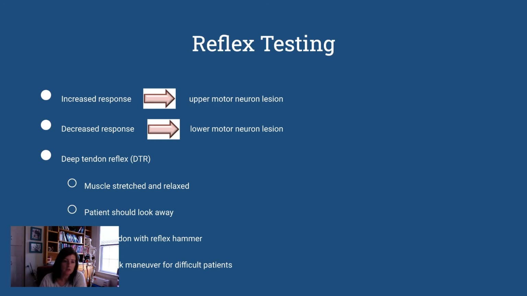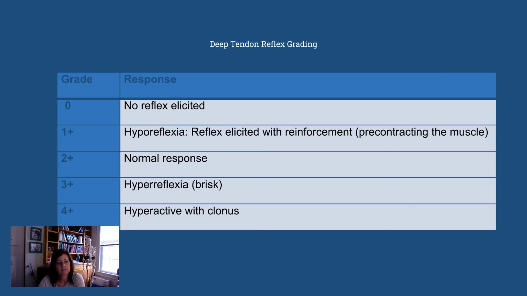And in that case, you could use the Jendrassik maneuver for patients. This is the one where they pull their hands apart from each other, and that's going to help you with the lower extremity. On the lower extremities, I usually have them push their feet together, and that will help you get it for their upper extremities. So that's a good tip.